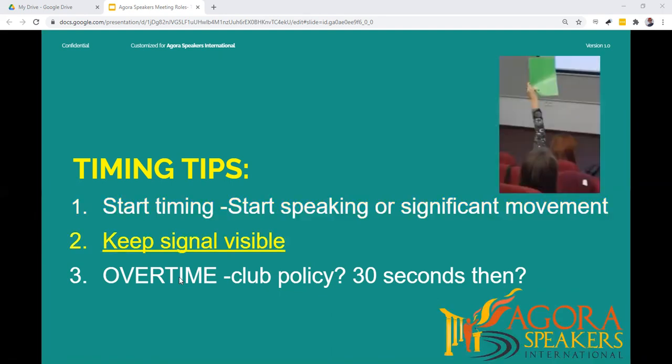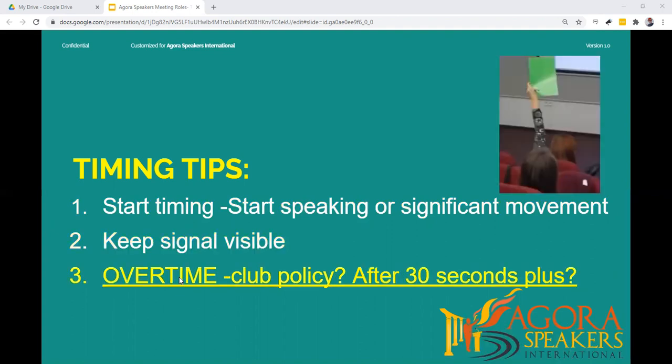Once a signal is shown, it should remain visible. For lights, this means that the light stays on until the next signal or until the end of the speech. When using colored sheets of paper, it means that you place the sheet of paper in some place that can be clearly seen by the speaker and leave it there.